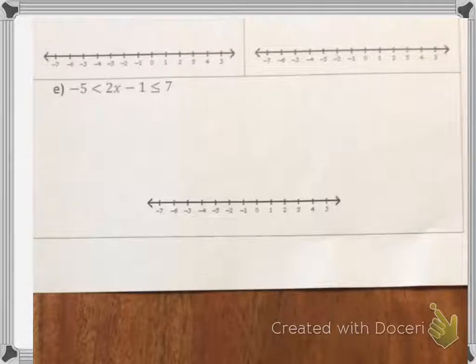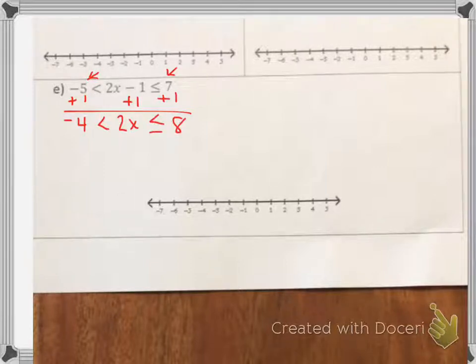So let me show you what I'm talking about here. I know I have to add 1, but I know I'm solving two inequalities at the same time. So I'm going to add it on this side of the inequality, and I'm also going to add that 1 to the opposite side of the inequality. So I have negative 4 is less than 2x, which is less than or equal to 8.